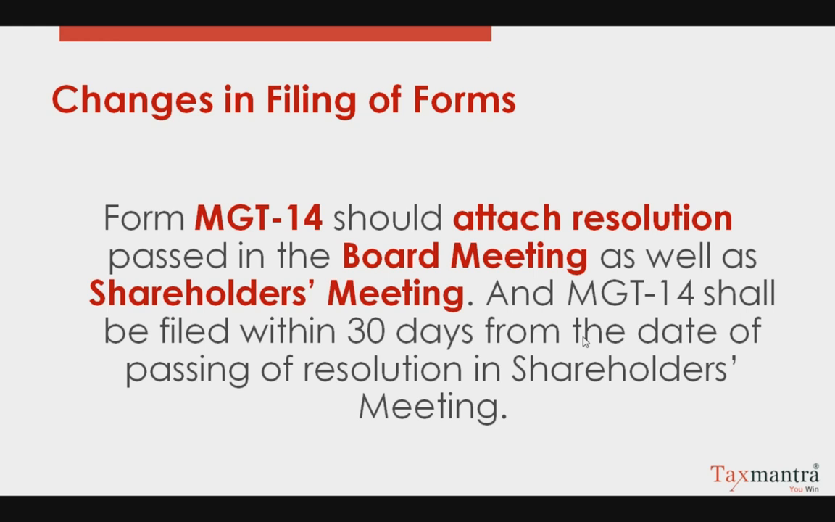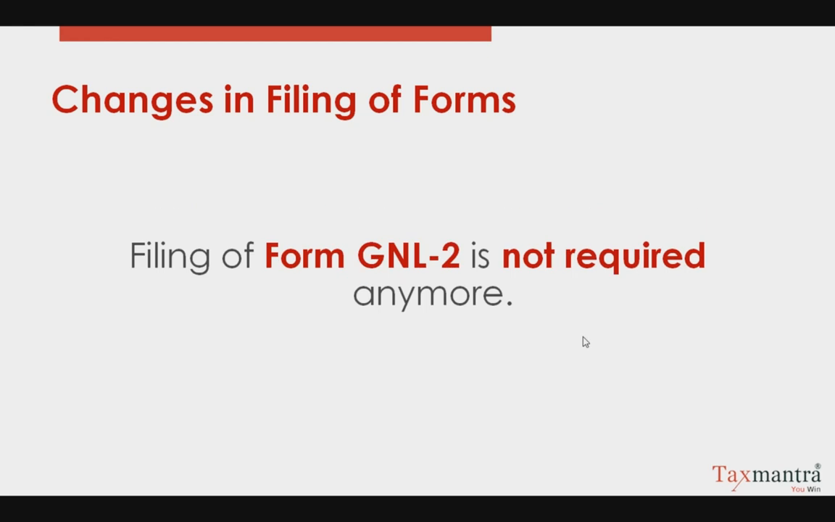Another important change is, earlier form GNL2 used to be filed for filing the private placement offer letter and the information memorandum, which was usually kept by the company as company records. So the information memorandum is PAS-5 and the offer letter is PAS-4. So PAS-4 and PAS-5 used to be filed in form GNL2 earlier.